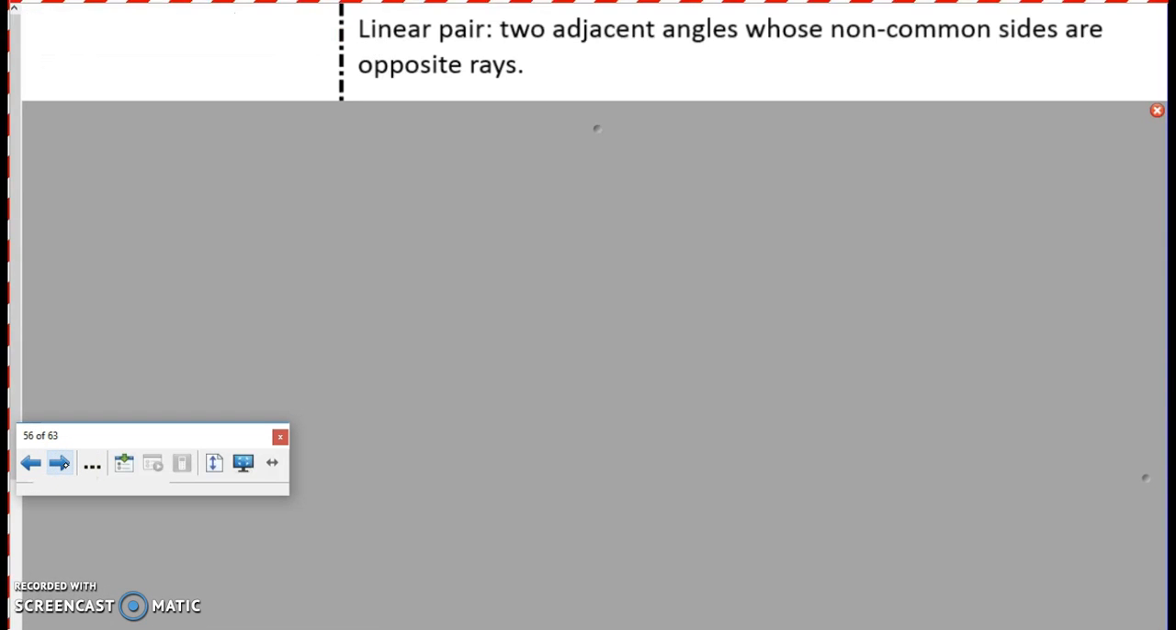All right. Next vocabulary term is a linear pair. And a linear pair are two adjacent angles whose non-common sides are opposite rays.